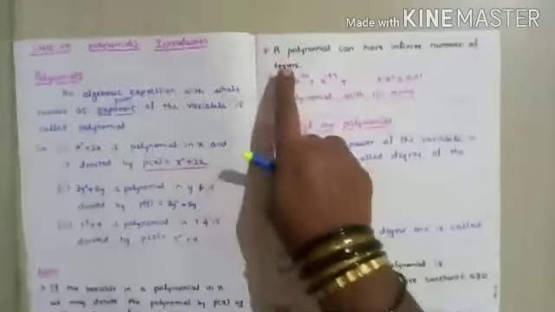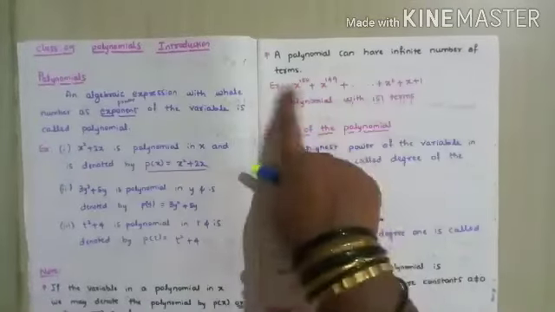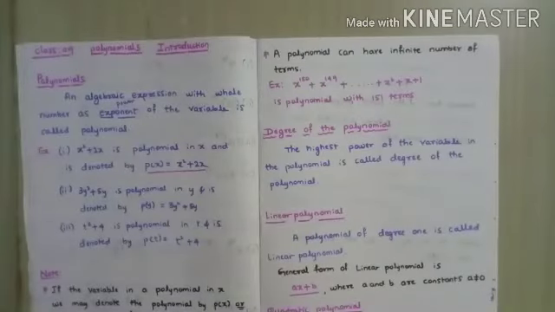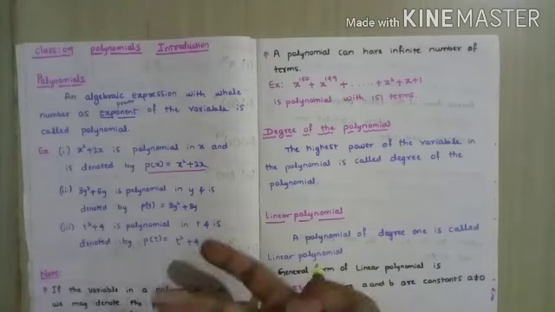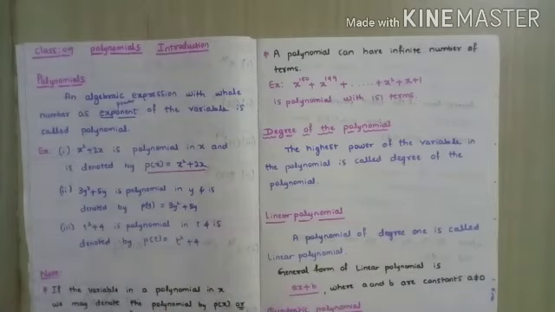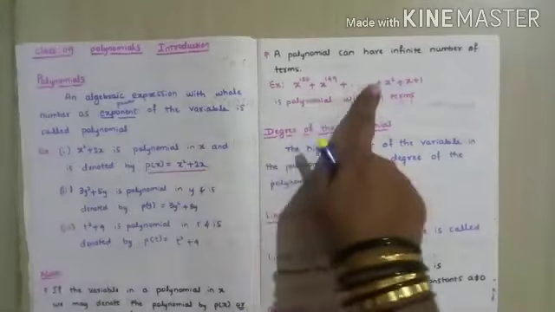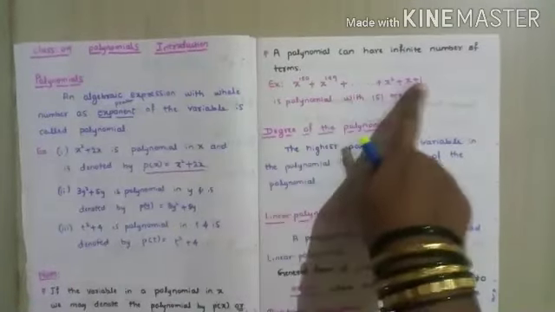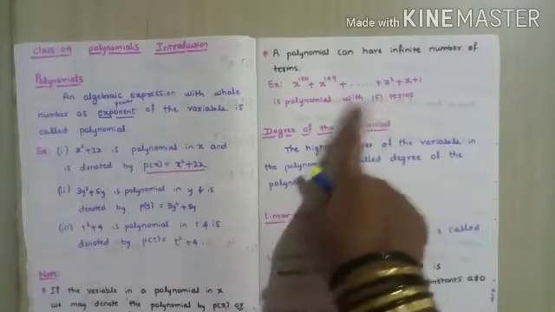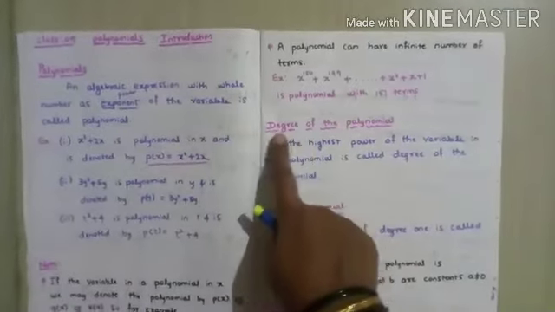Next, the second point of the note is, a polynomial can have any number of terms. I already told you, it can contain one term, two terms. If it contains one term, it is called a monomial, like an algebraic expression. If it contains two terms, it is a binomial. If it contains three terms, it is a trinomial. So it can contain infinitely many terms, for example 151 terms.